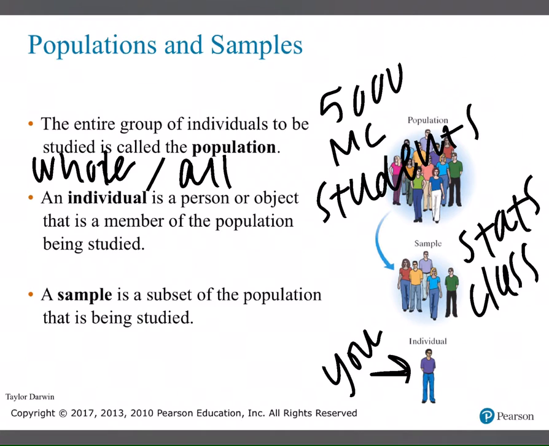Another example, it doesn't always have to be humans. Another example could be the population could be dogs. And the sample could be beagles because they are a subset of actual dogs, a breed. And then maybe the individual is my dog Annie.